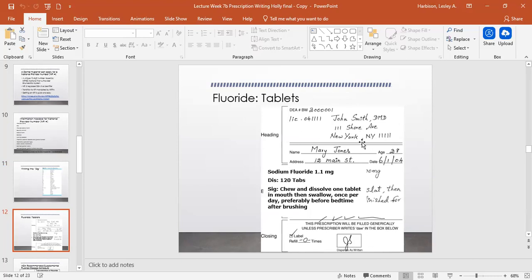Here is how fluoride tablets might be written up. You have the provider's information, the patient's information. Sodium fluoride, 1.1 milligram, 120 tablets. Chew and dissolve 1 tablet in the mouth, then swallow once per day, preferably before bedtime, after brushing. They're putting stat, so you do it right away, and then finished for, I feel like something's missing there. That just seems wrong. Stat would be to start it right away, but I don't know what it means by then finished for. They've just left that. That's not printed out very well.